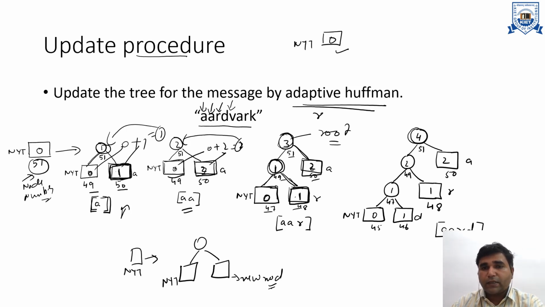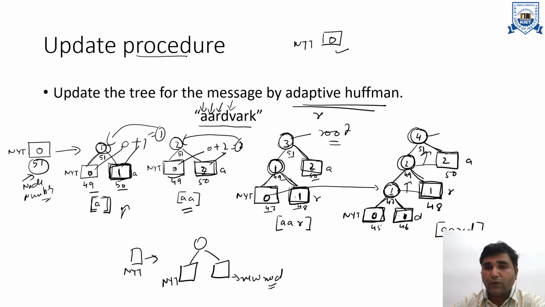There is a root, then on the right hand side we already have the symbol A having the weight 2. Now this is again an intermediate node, then again this is the symbol R. Here we have a node NYT, and this NYT creates an intermediate node and joins on the left hand side, and on the right hand side the letter D will be joined with weight value 1. The weight of the NYT node is always 0, so 0 plus 1 will be 1, and 1 plus 1 is 2, and 2 plus 2 is 4. So the weight of the root node will be 4, and the node values will be 51, then 50, 49, 48, 47, then 46, and so on.